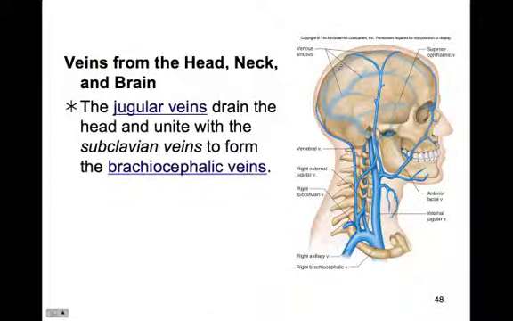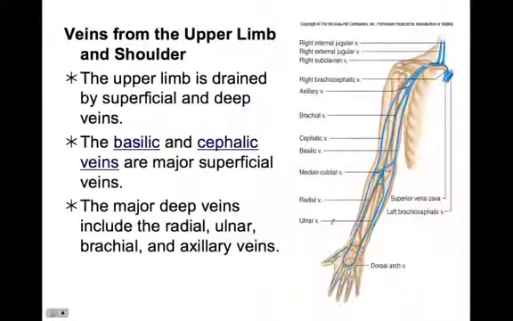We'll begin by looking at the head and neck. The jugular veins are the veins that drain the head and unite with the subclavian vein. As with the carotid arteries, there's both an internal and external jugular vein. The subclavian veins will then join to form the brachiocephalic veins. In the upper limb, we have corresponding veins to each of the arteries. The upper limb is drained by both superficial and deep veins. The basilic and cephalic veins are the major superficial veins.